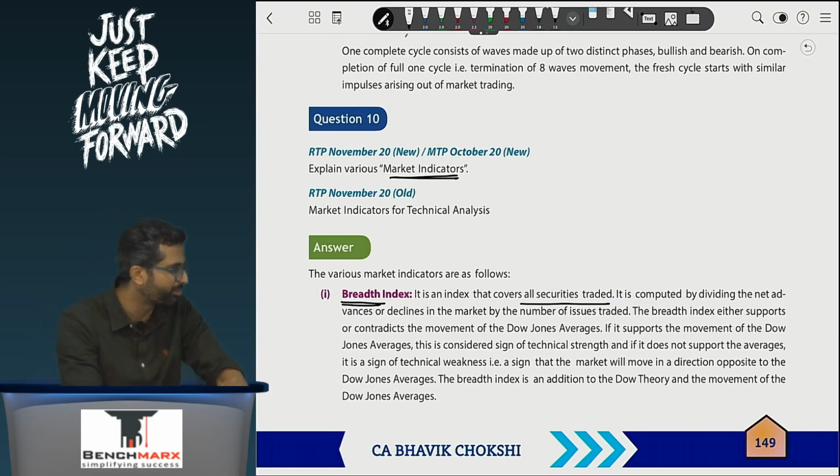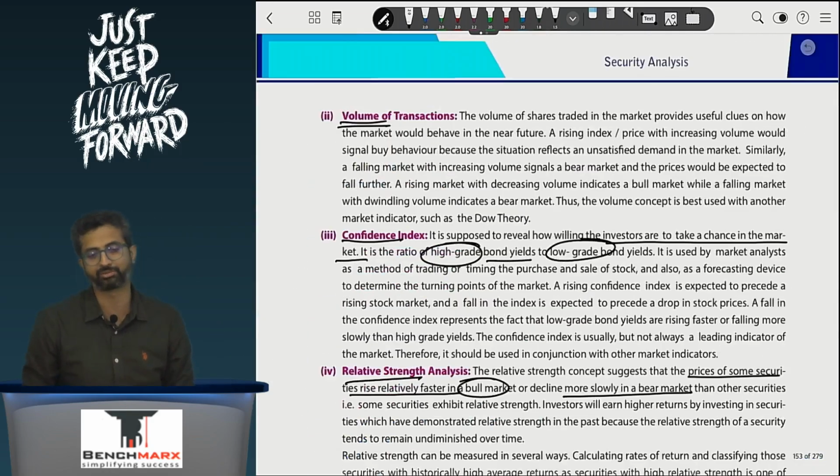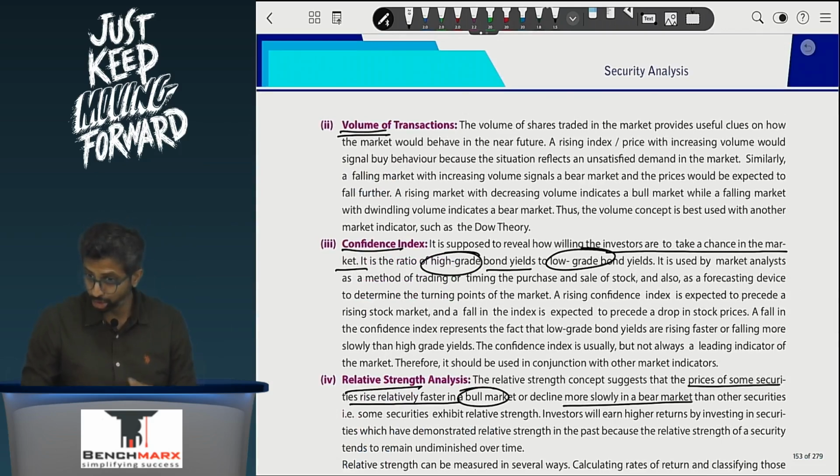What are the indicators we should remember? Breadth index, increase and decrease across the breadth of the market. Second, you have volume, you should always track. Who tracks volume? You track share prices. You should also watch volume, because movements backed by volume are convincing movements. Movements without volume are not so convincing. It's not a very convincing move if it is without volume.